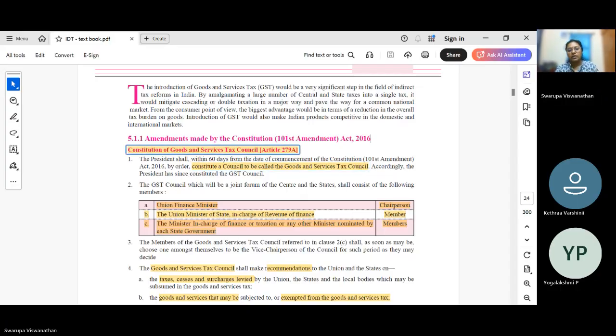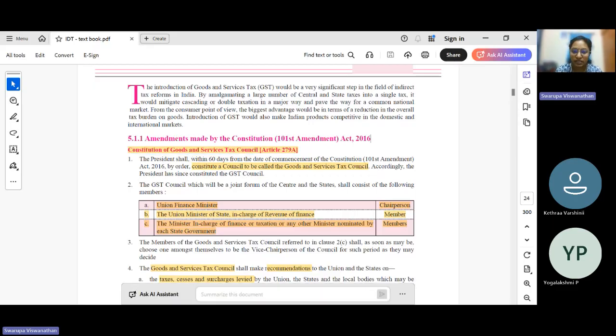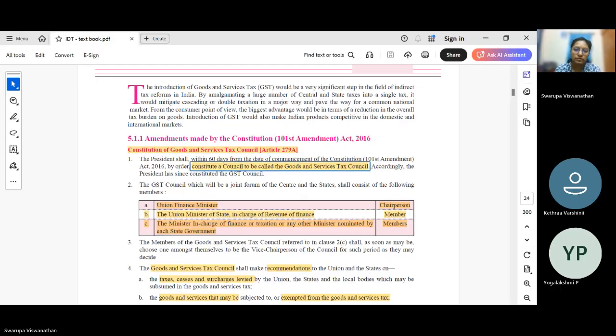Okay. So 279A, Constitution of Goods and Service Tax Council. So in the GST Council, you have the Union Finance Minister, who is the chairperson. Then you will have Ministers of State who are members. Each state will have a representative, the minister in charge of finance as nominated by each state government. They will also be the members.